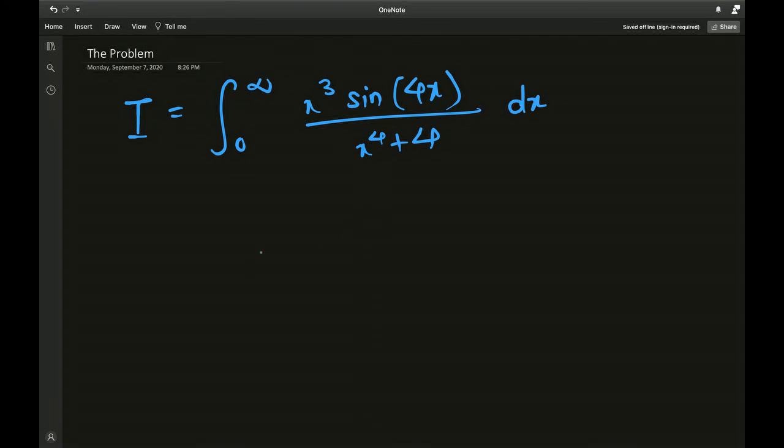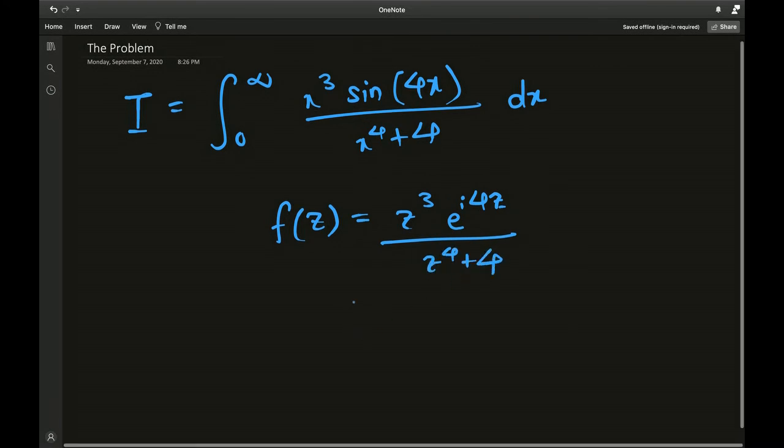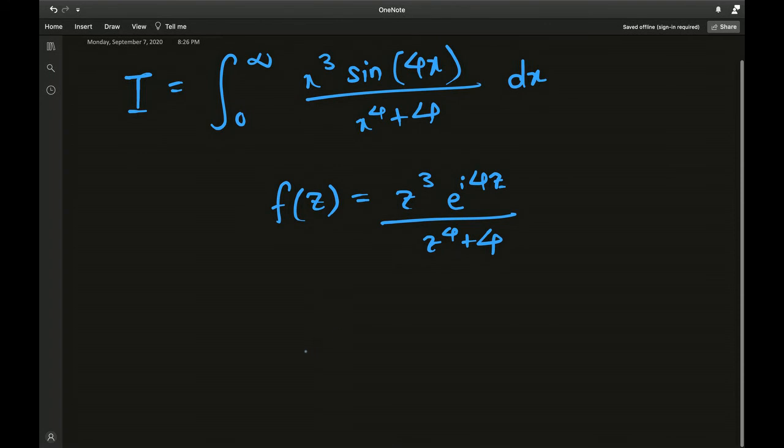So anyways, for complex analysis we need a complex function. So let's generalize this for a complex variable z. The integrand will become z cubed e to the i times 4z divided by z to the 4th plus 4. Okay, so this is our integrand.